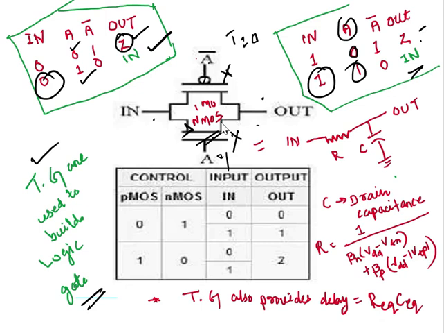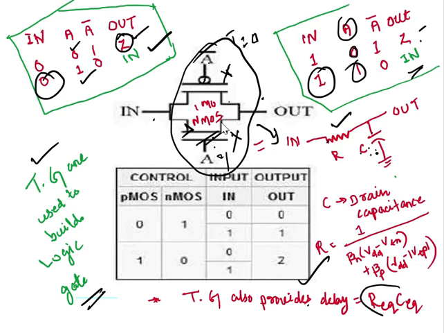The equivalent circuit for this transmission gate is one resistance and one capacitance. This capacitance is the drain capacitance, because this is NMOS and this is PMOS. This transmission gate provides a delay. This is an RC circuit, so definitely it will provide a delay, and that is RC delay, with R equivalent and C equivalent. C is the drain capacitance. And how to find this R?